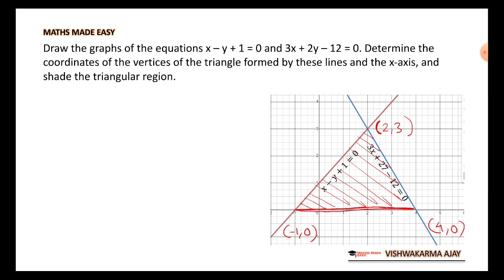I hope this question is clear to you all and you can solve it. You just need to plot the points, connect the dots, find the intersection point and see the triangle. Try to visualize the triangle formed by these lines with the x-axis. Finished.